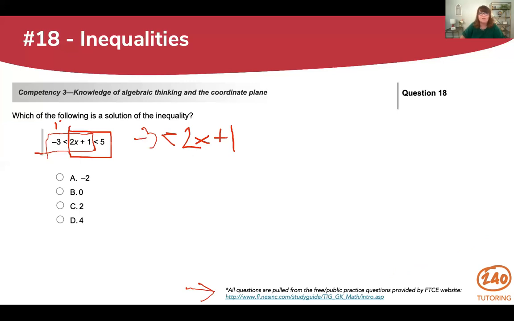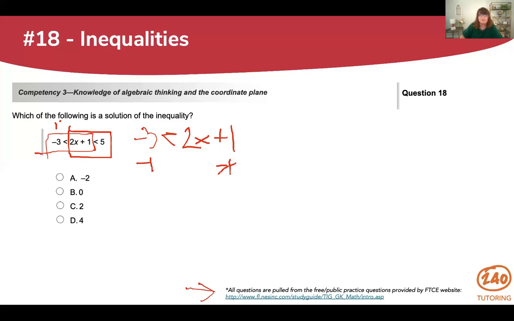So we're looking at -3 is less than 2x plus 1. So again, we separated this into two inequalities. When you see those two less than signs, I'm basically taking it in two chunks, okay? So I need to isolate this x, and I'm going to do that with inverse operations. I'm going to start with subtracting 1 from each side of this inequality.